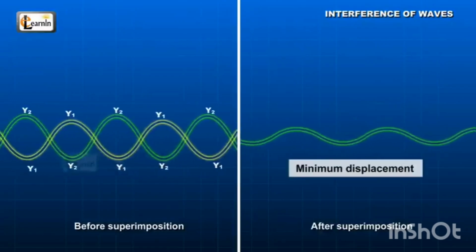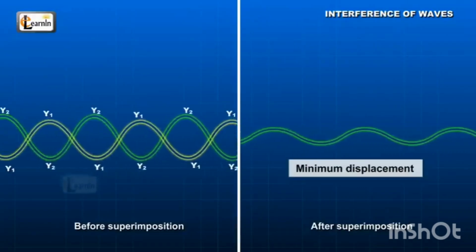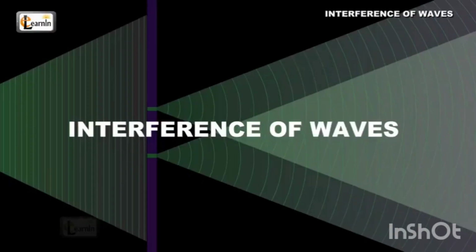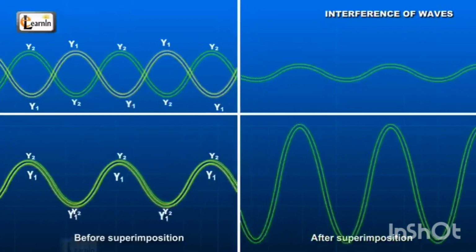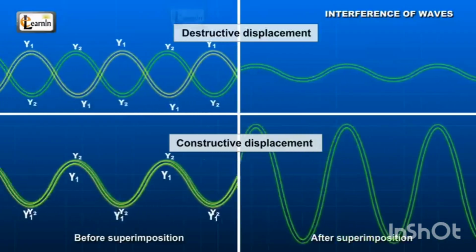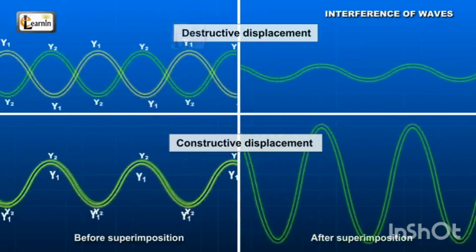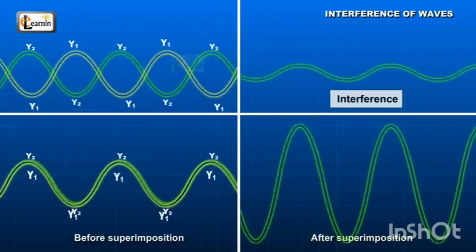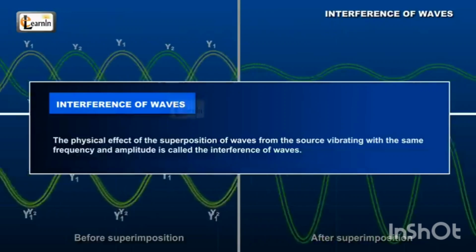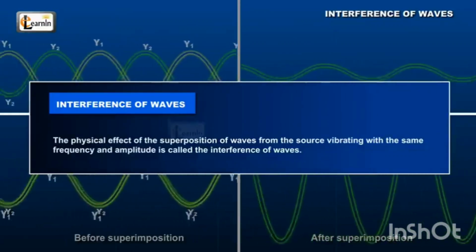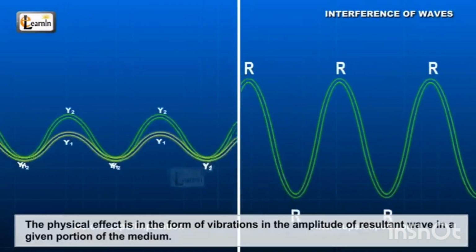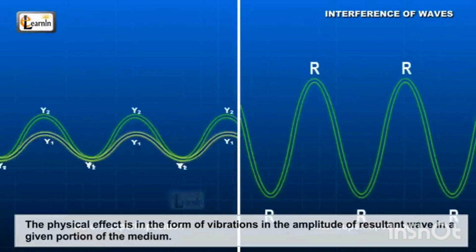When minimum displacement occurs, waves superimpose destructively. The phase difference of the waves would be an odd integer multiple of π. Interference of waves. When superposition of waves occurs, it can be destructive or constructive. This physical effect, observed as a result of the superposition of waves, is called interference. The physical effect of the superposition of waves from sources vibrating with the same frequency and amplitude is called the interference of waves. The physical effect is in the form of variations in the amplitude of the resultant wave in a given portion of the medium.